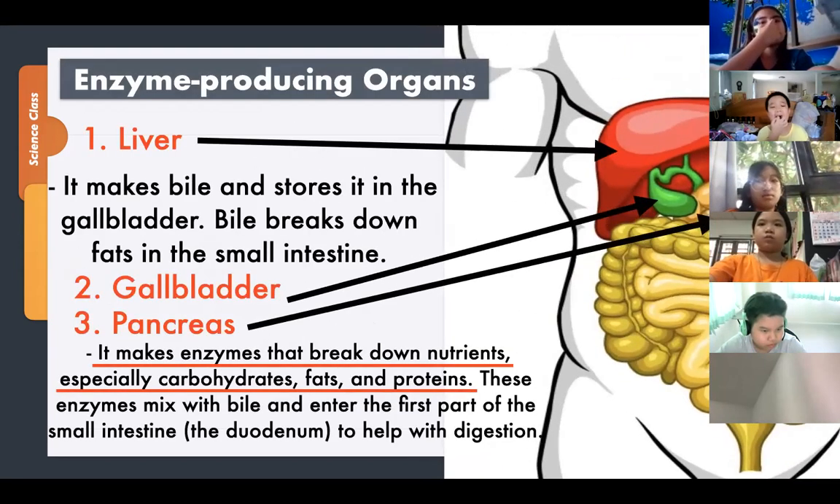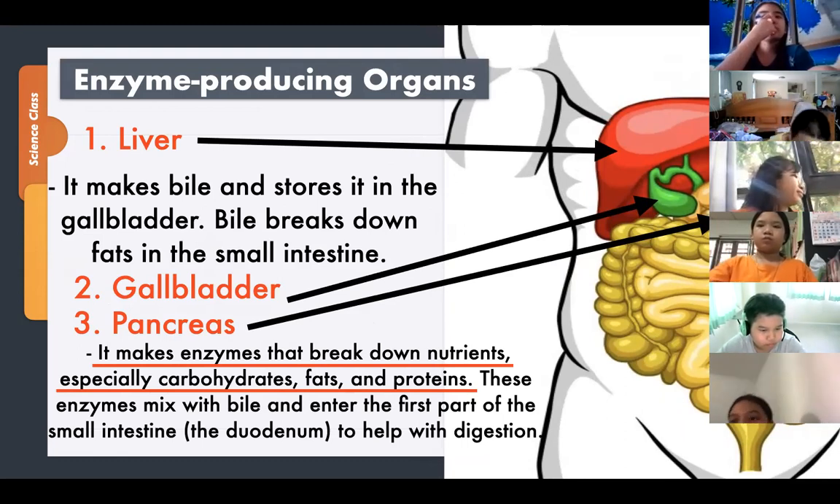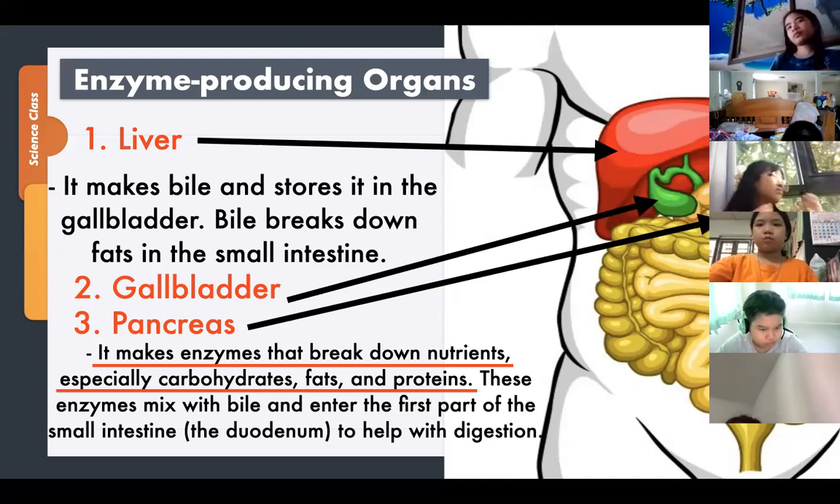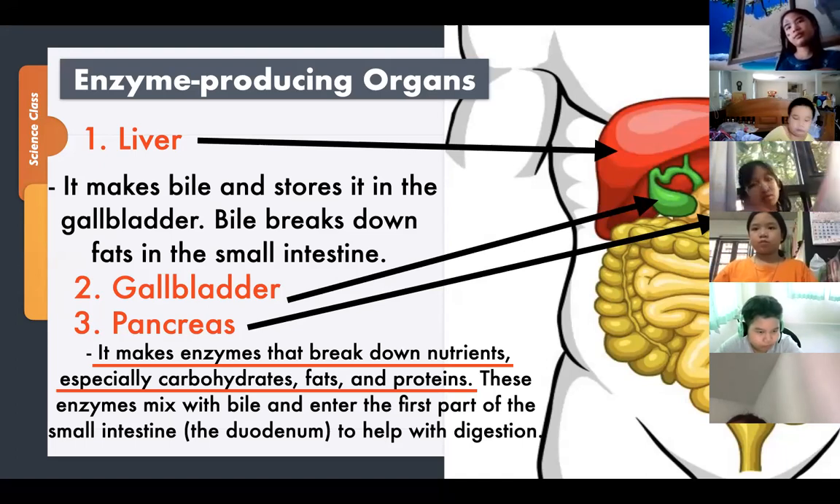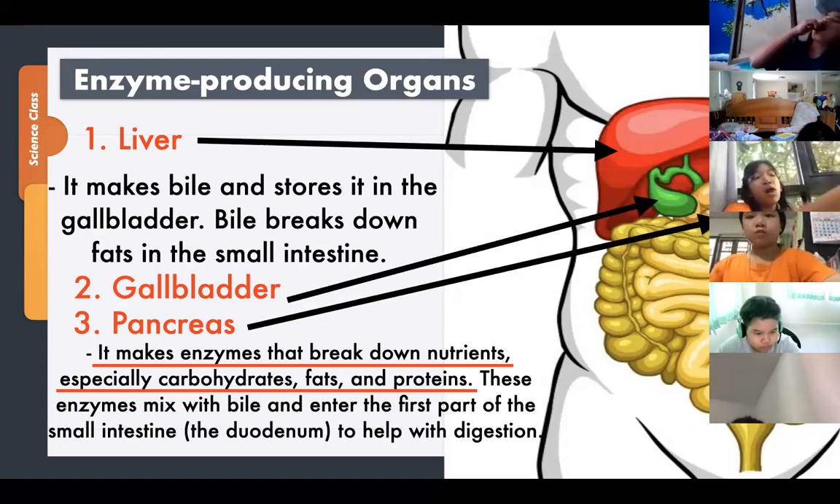Now, these are the enzyme-producing organs. They produce enzymes that are beneficial for the digestive system. The liver makes bile, stored in the gallbladder, which breaks down fats in the small intestine. Now for the gallbladder, as you can see, and also the pancreas. The pancreas makes enzymes that break down nutrients, especially carbohydrates, fats, and protein, because this kind of food is hard to digest. These enzymes mix with bile from the liver and enter the first part of the small intestine, the duodenum, to help with digestion.